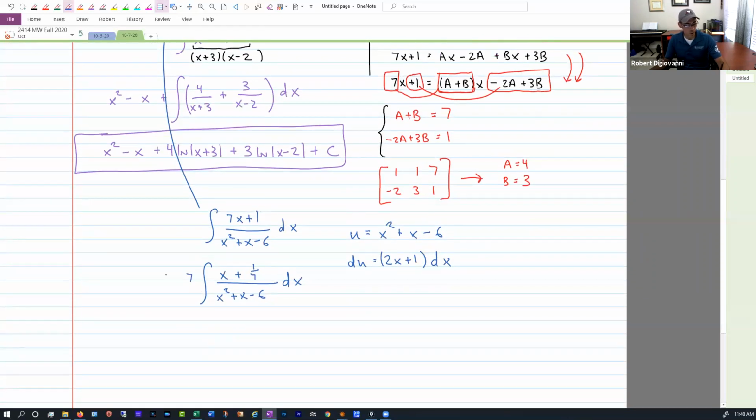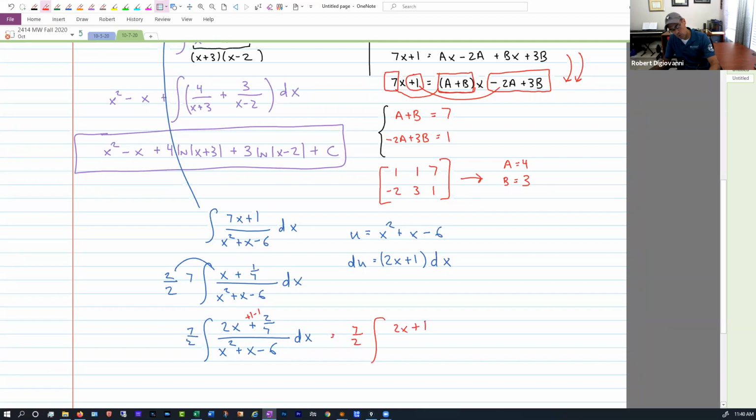I would have forced a 2 over 2 in here, pop the 2 back in. So now I have 7/2 integral 2x. I know I'm working fast, but I'm just trying to get you to see that this way would be doable, but long, okay? Now I need that to be a plus 1, so I would do a hidden 0 in here. I would do a plus 1 minus 1 right there. So that would turn into 7/2 integral 2x plus 1 minus 1 plus 2/7 over this.